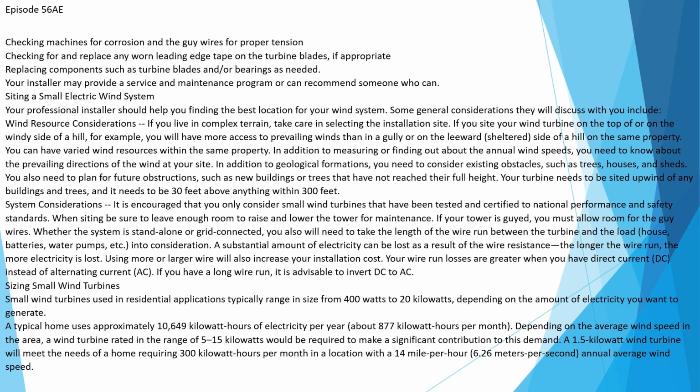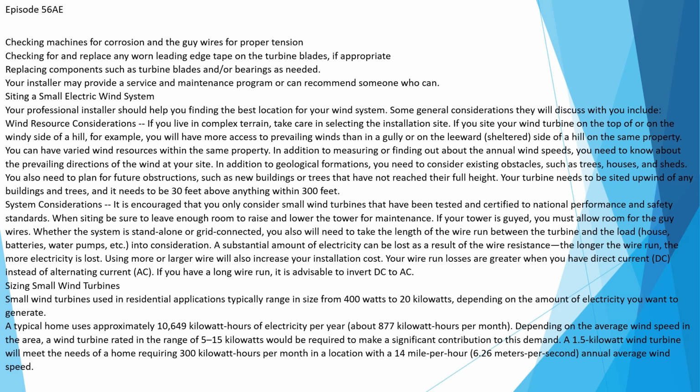If you site your wind turbine on the top of or on the windy side of a hill, for example, you will have more access to prevailing winds than in a gully or on the leeward, sheltered, side of a hill on the same property. You can have varied wind resources within the same property. In addition to measuring or finding out about the annual wind speeds, you need to know about the prevailing directions of the wind at your site.